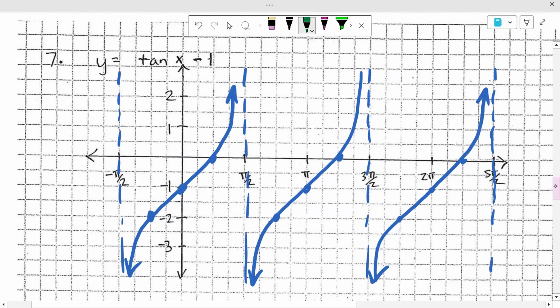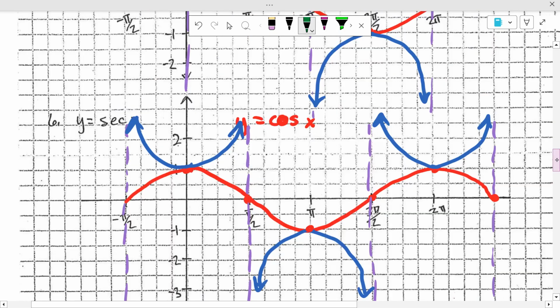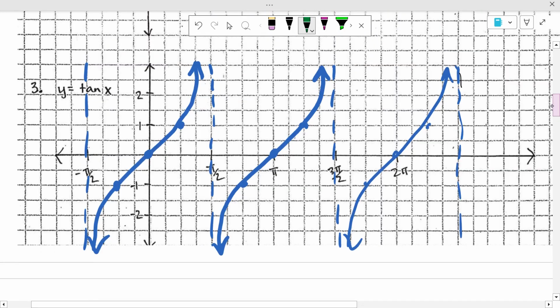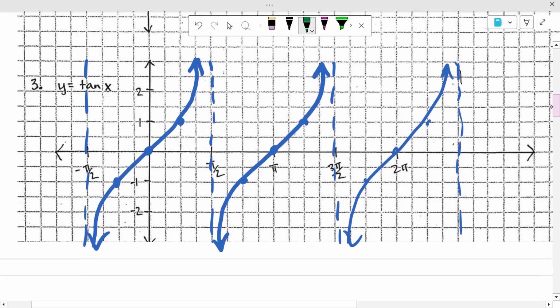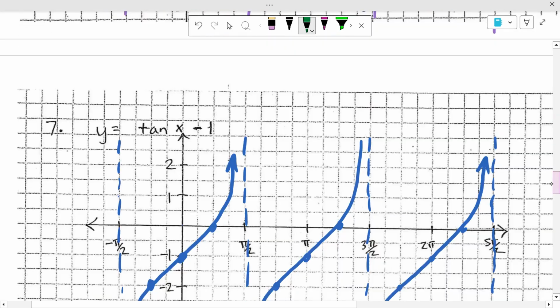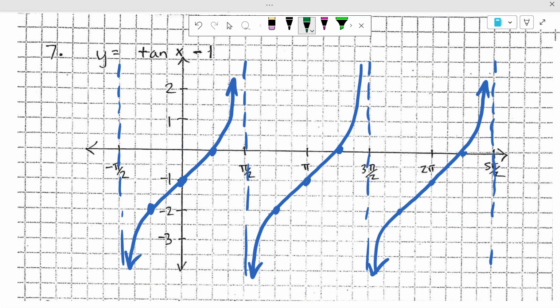All right. Tangent of x minus 1. What should you do? Well, you should simply go back to number 3, figure out where the points are, and then subtract 1 from all those points. So everything moves down by 1. Okay? So you can use previous graphs to figure out the graphs on page 3, on 7, 8, and 9. Use the previous graphs and then just go from there.